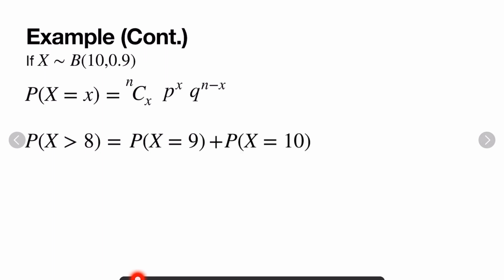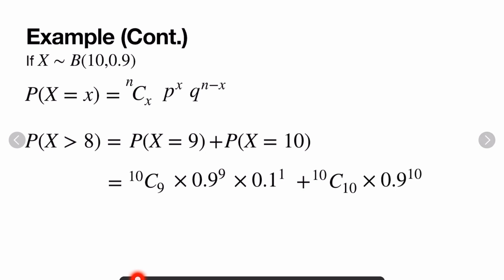9 dengan 10. 11? Boleh tak 11? Tak boleh, dia sampai 10 je. Very good. Okay, so put everything into the formula. 10 C9 times 0.9 to the power of 9, times 0.1 to the power of 1. Plus 10 C10 times 0.9 to the power of 10, times 0.1 to the power of 0.